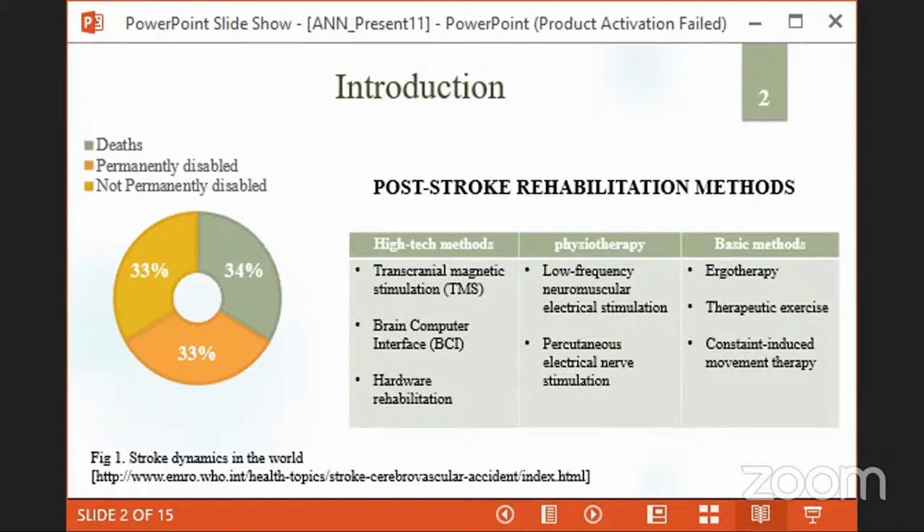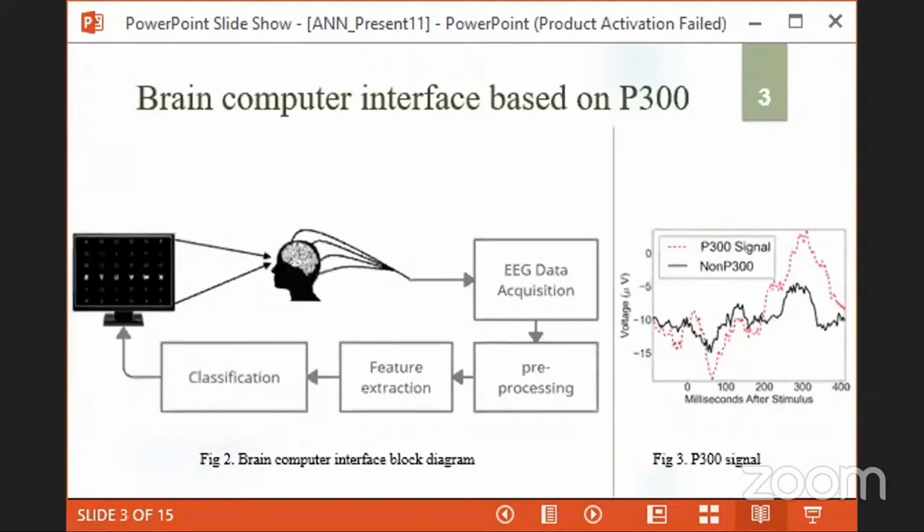There are several methods for post-stroke rehabilitation, which is divided into high-tech methods, physiotherapy, and basic methods. In the past decade, many studies have focused on motor, cognitive, or speech recovery after stroke, where it was highly suggested to use brain-computer interfaces for post-stroke rehabilitation. A brain-computer interface is a technology that gives humans with motor disease the ability to directly control computers or any external devices using only brain signals such as EEG.